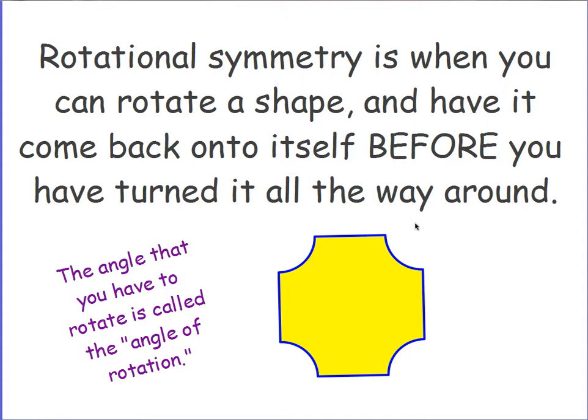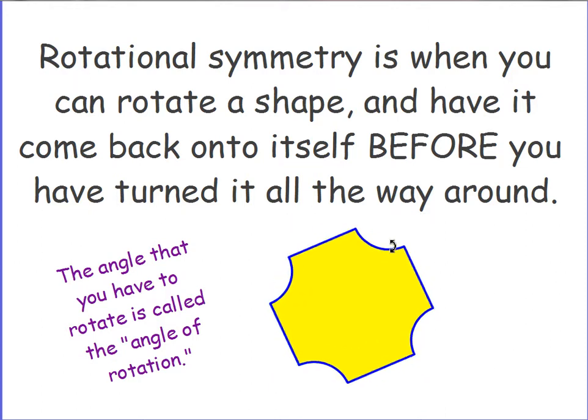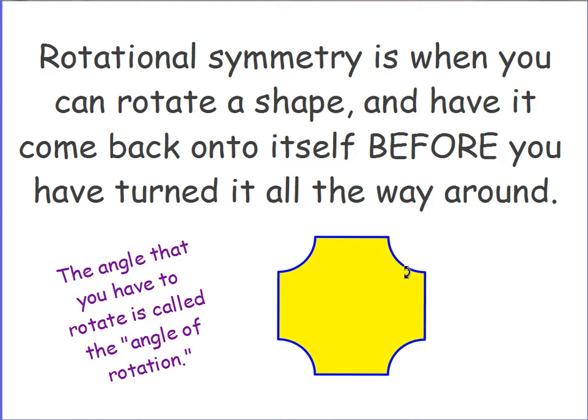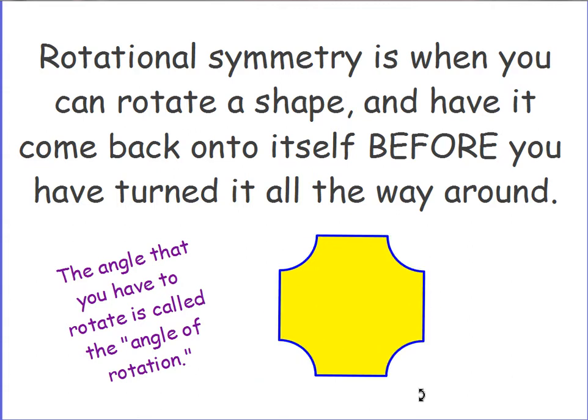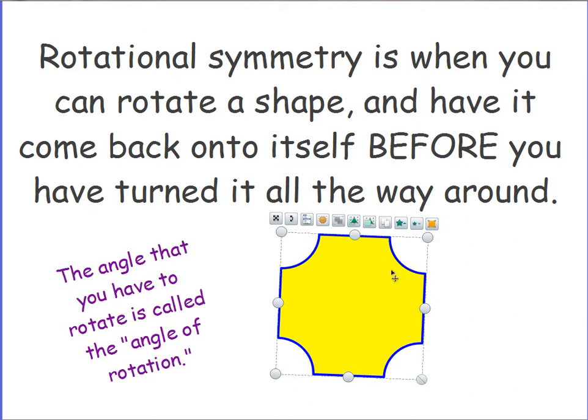Rotational symmetry is when I can rotate a shape and have it look exactly like it did before I've gotten all the way around to where I started. So for instance, with this shape, if I turn this shape 90 degrees, it looks exactly like it did before. I can turn it again, and again it looks exactly like it did before, and even again, until I'm finally back around to where I started. This shape has rotational symmetry.